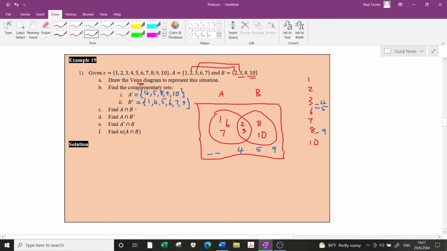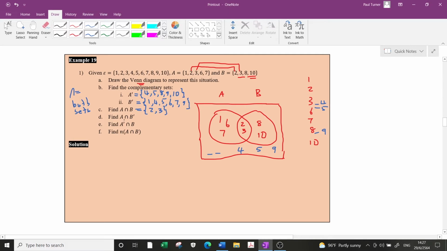Now find the intersection between A and B. So which elements are in both? This means in both sets. It's just an upside down U. So that is only 2 and 3.